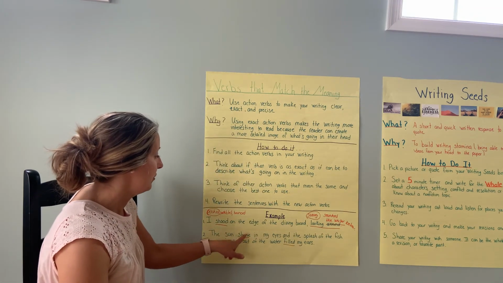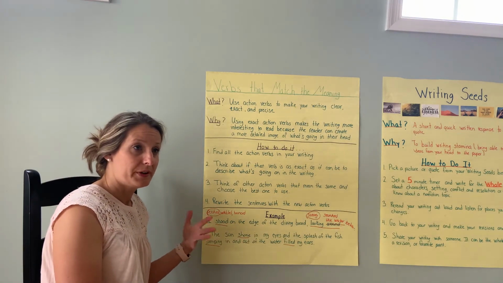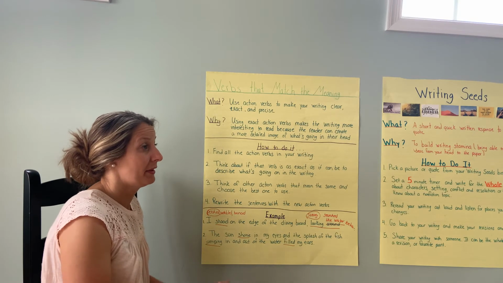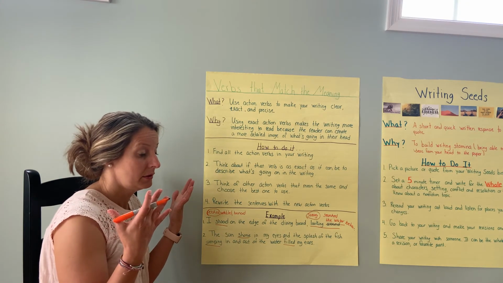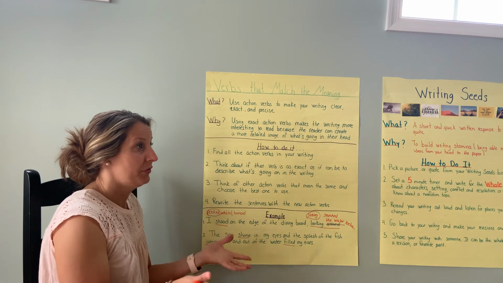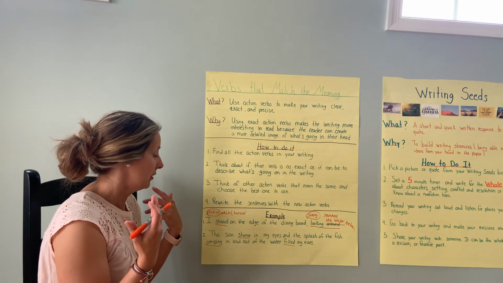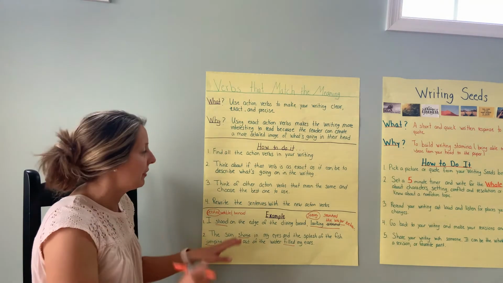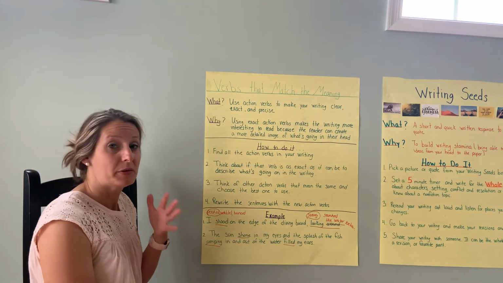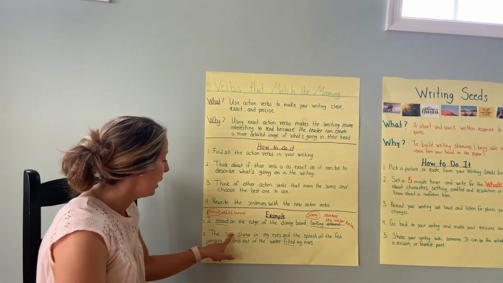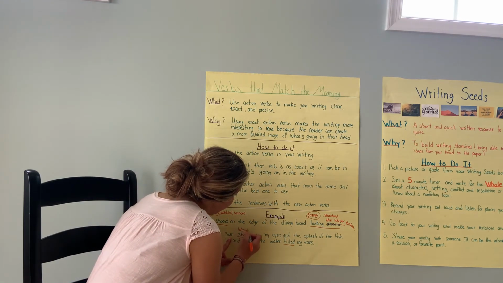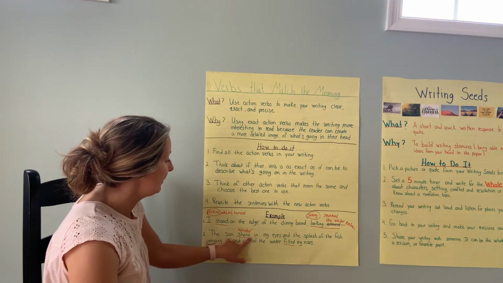So the sun shone in my eyes. That word shone is a pretty good verb. But it wasn't really like shining. It was like blinding me, because it was kind of reflecting off the water. So I'm going to write, I think, blind. I like the word blinded. I don't think I'm going to think about any other words. Blinded is the word I want to use. So the sun blinded in my eyes.